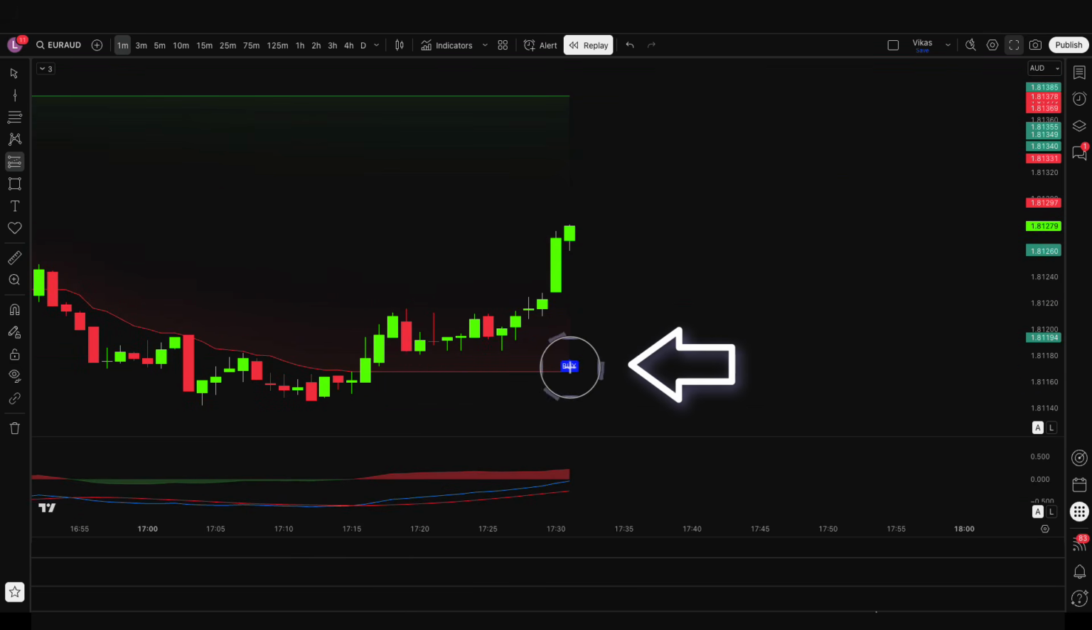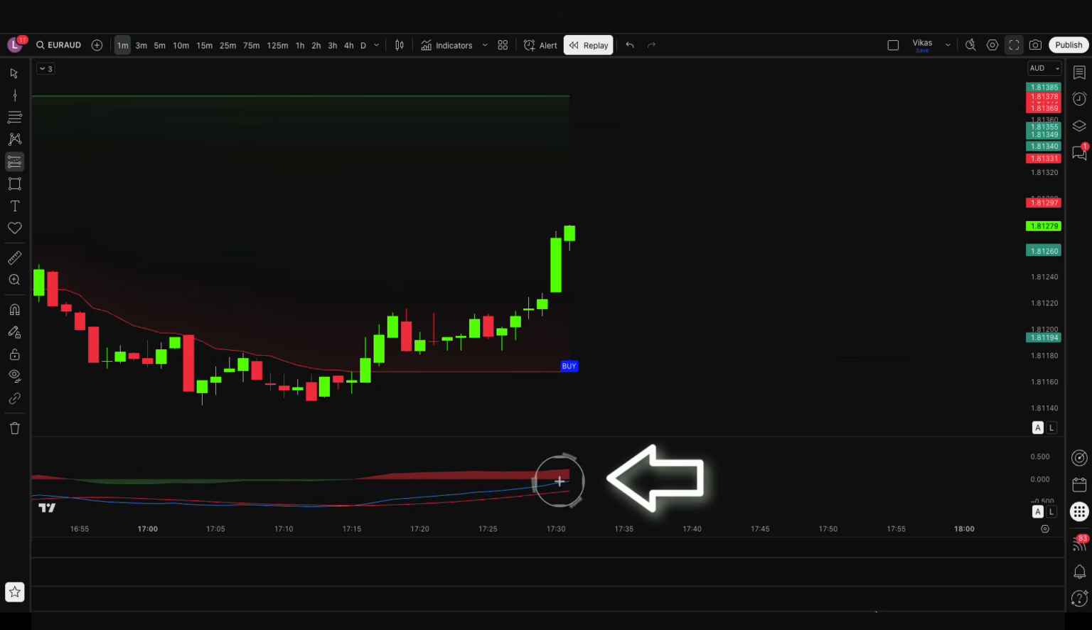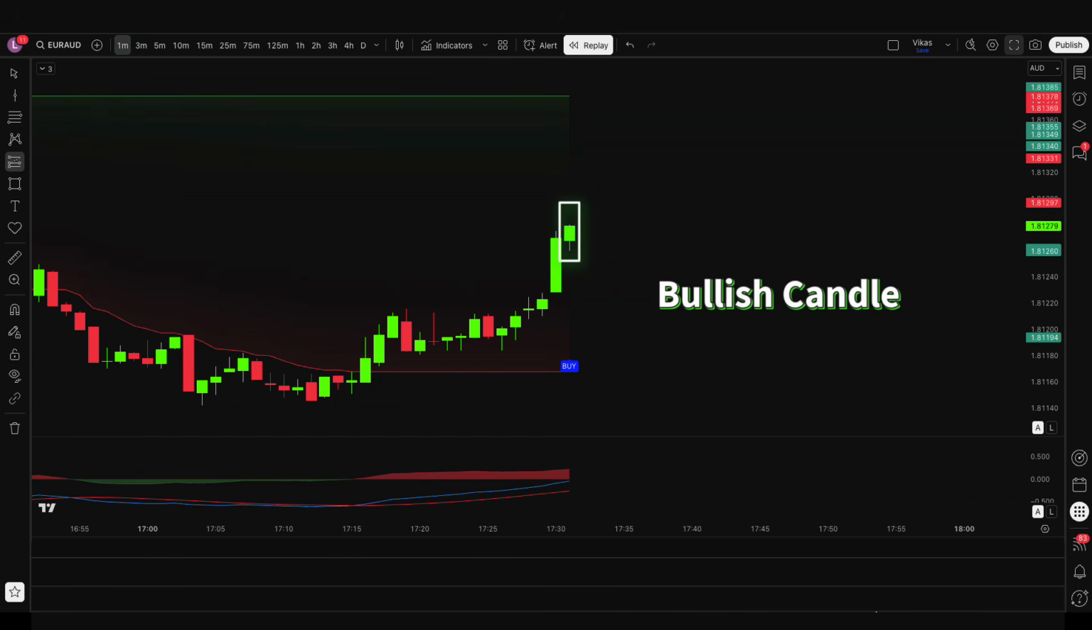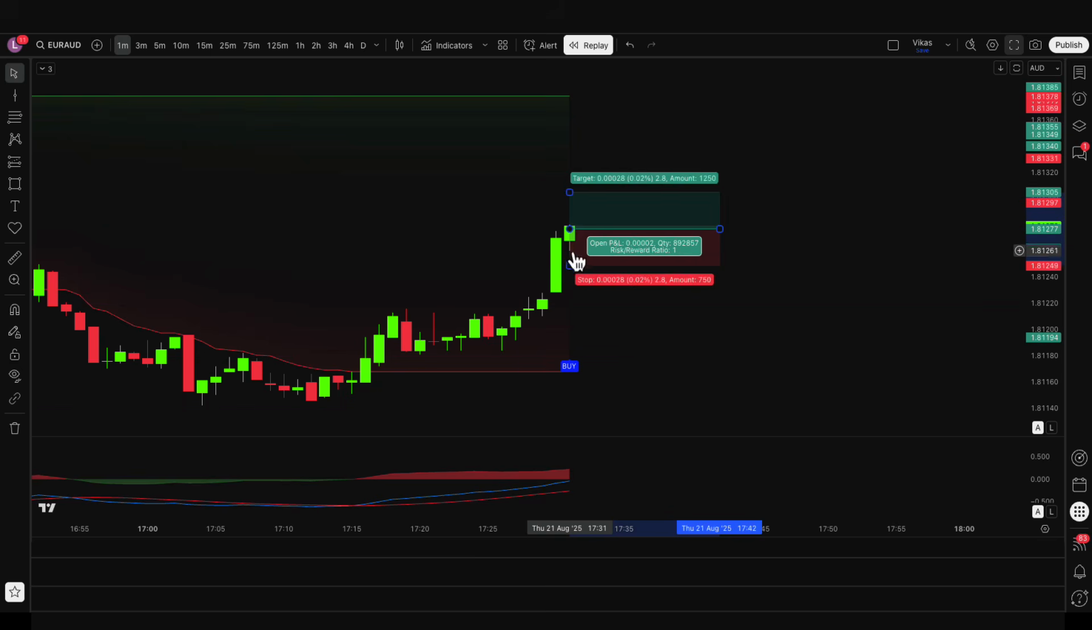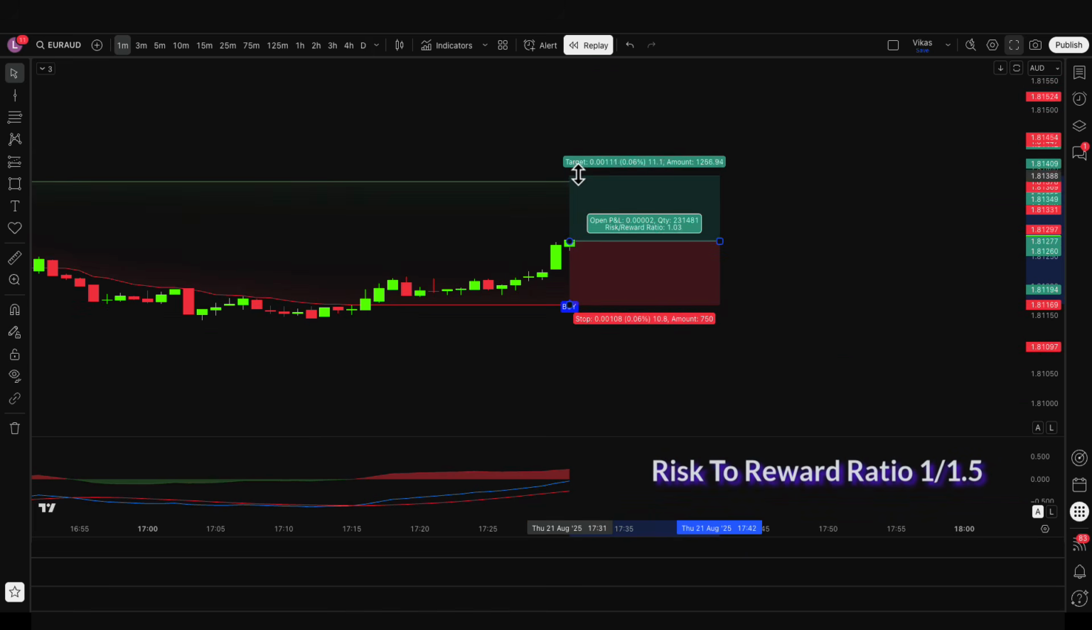Here the alpha trend indicator gives us a buy signal. Here the wave trend oscillator indicator blue line above red line. Here market has made a bullish candle to give confirmation. So all our conditions are being fulfilled, so we are placing an order to buy. Our stop loss at the red line of alpha trend pattern. And the risk to reward ratio will be 1:1.5.